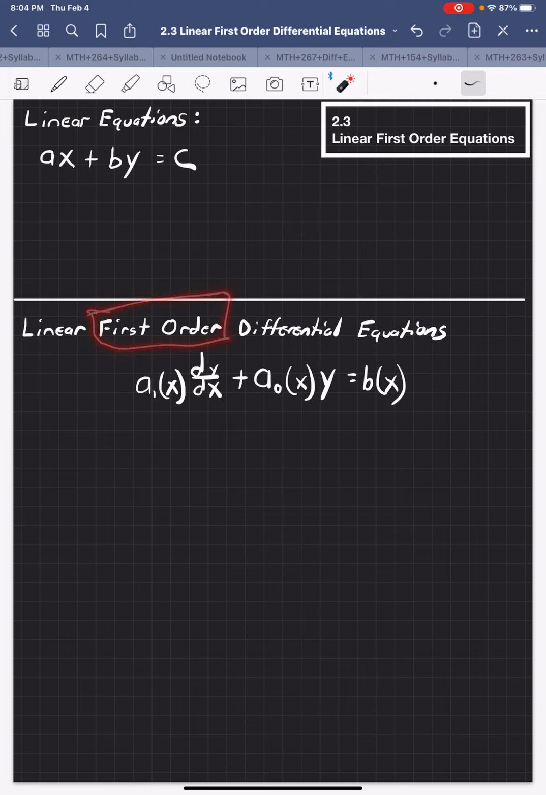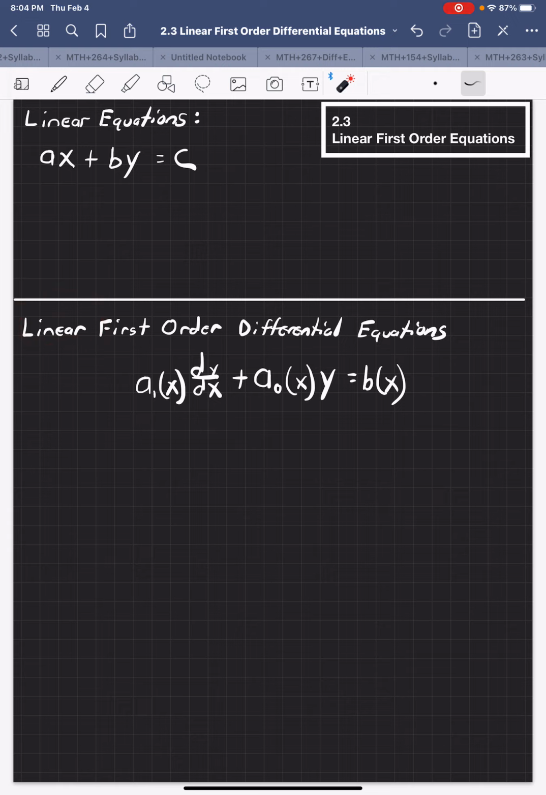Obviously, a first order just means that the highest derivative we are going to be dealing with in this section is the first derivative, right? Just y prime, f prime, dy dx. So that's what first order means. Now let's discuss why it is that we consider it linear.